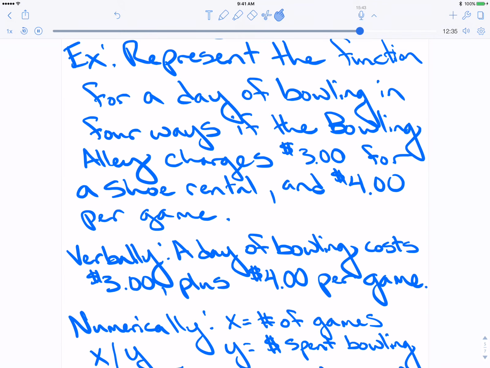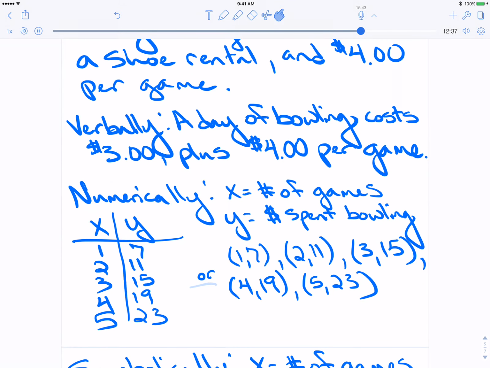Now, numerically, so second, we would construct some data based off of what this says, right? If you just rent the shoes, that's not very plausible. So I didn't do the 0-3 case, but if you're just going to play one game, that means you're going to pay $3 for shoes, $4 for the game. 3 plus 4 is 7, right? So you construct the data table. If you play another game, you add 4 to it, right? Because it's $4 per game. So 7 plus 4 is 11, and so forth, getting me to (3, 15), (4, 19), and (5, 23).